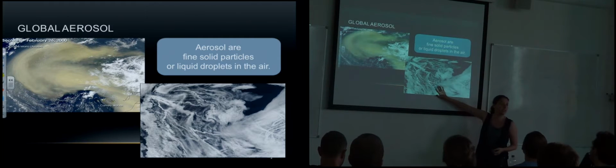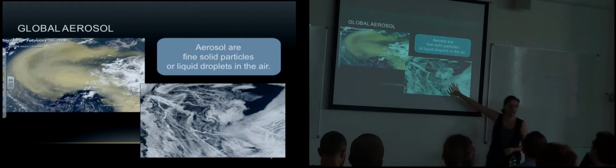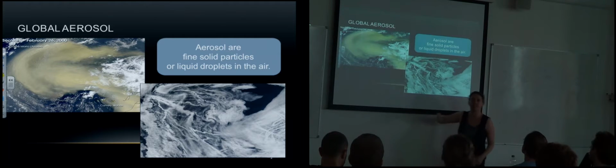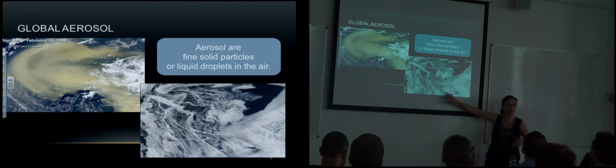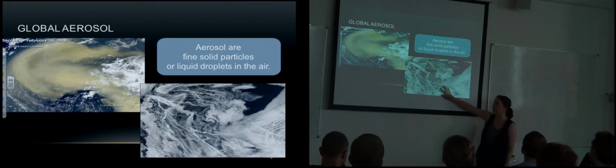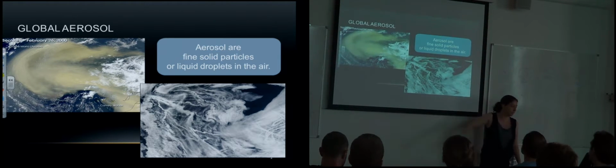This we call the indirect effect, and this is my focus, okay? This is called the direct effect, so it's actually the aerosol that are affecting the radiation. This is aerosol affect clouds, affect the radiation. So that's the indirect effect. So I want to know about this.